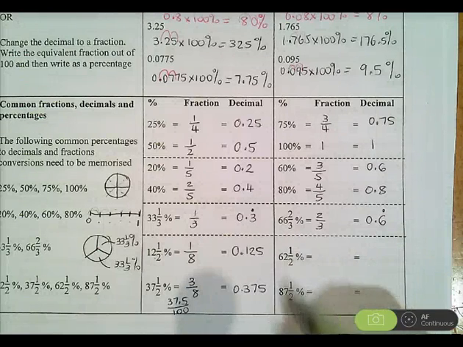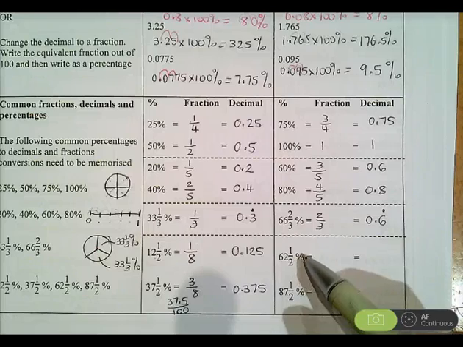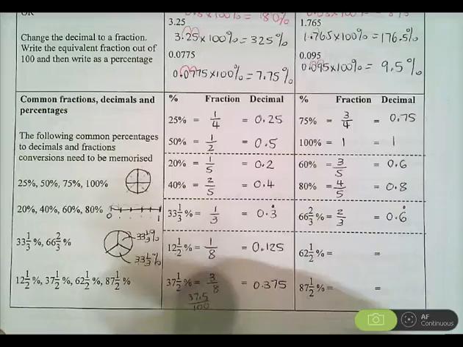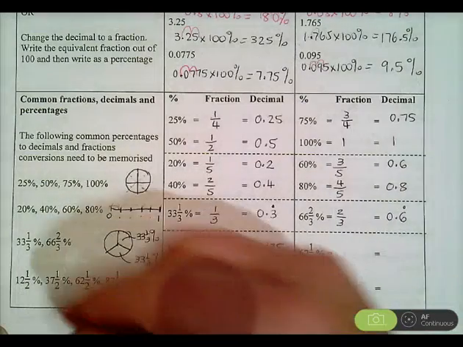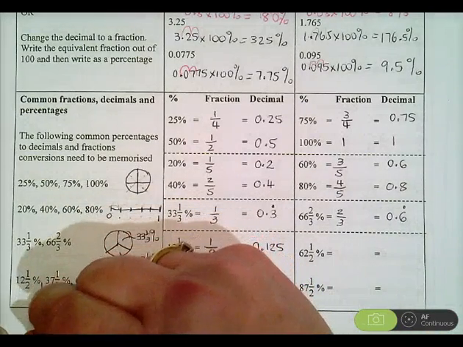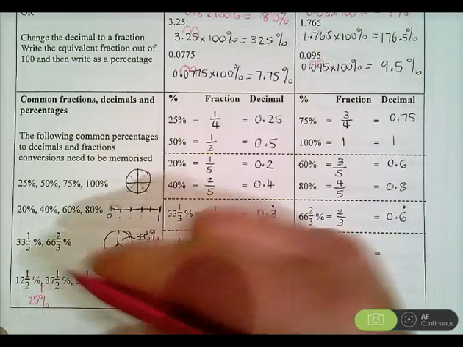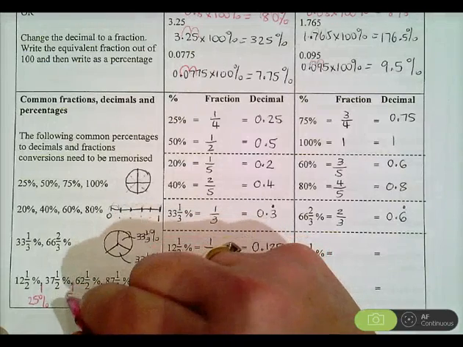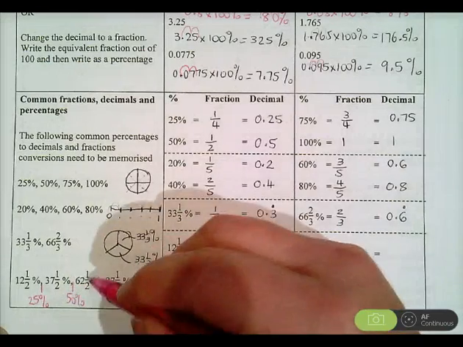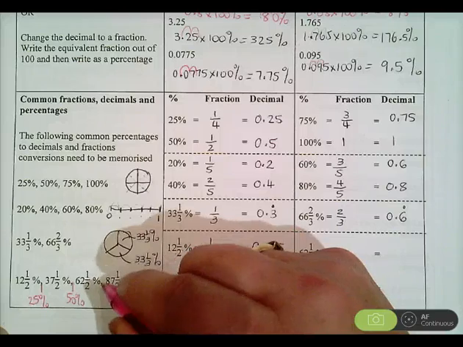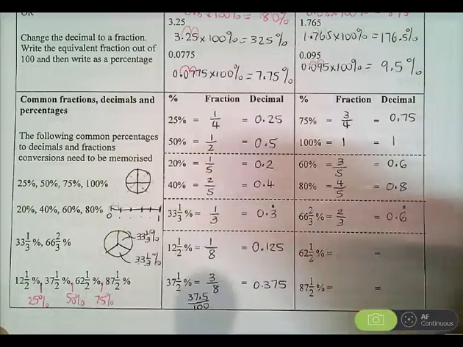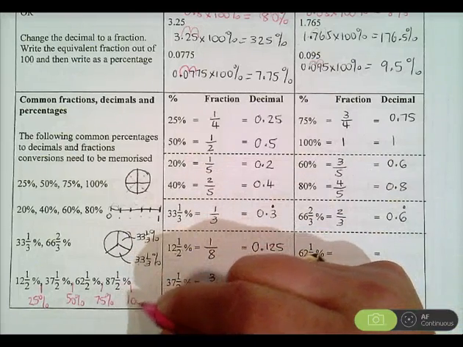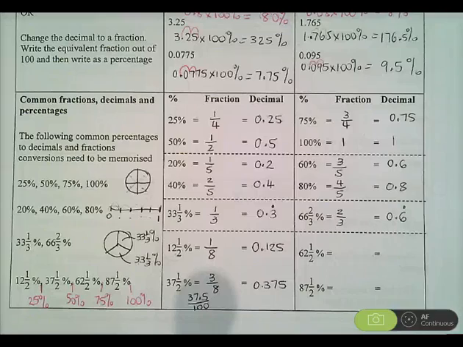Now, these last two percentages, which are a little bit difficult, if I actually look back over here, we've got 12.5%. If we add another 12.5 to that, you get 25%. Add 12.5 to that, you get 37.5%. Add 12.5 to that, and you get 50%. Add another 12.5, you get 62.5. Add another 12.5, you get 75%. Add another 12.5, you get 87.5%. And add another 12.5, you get 100%.